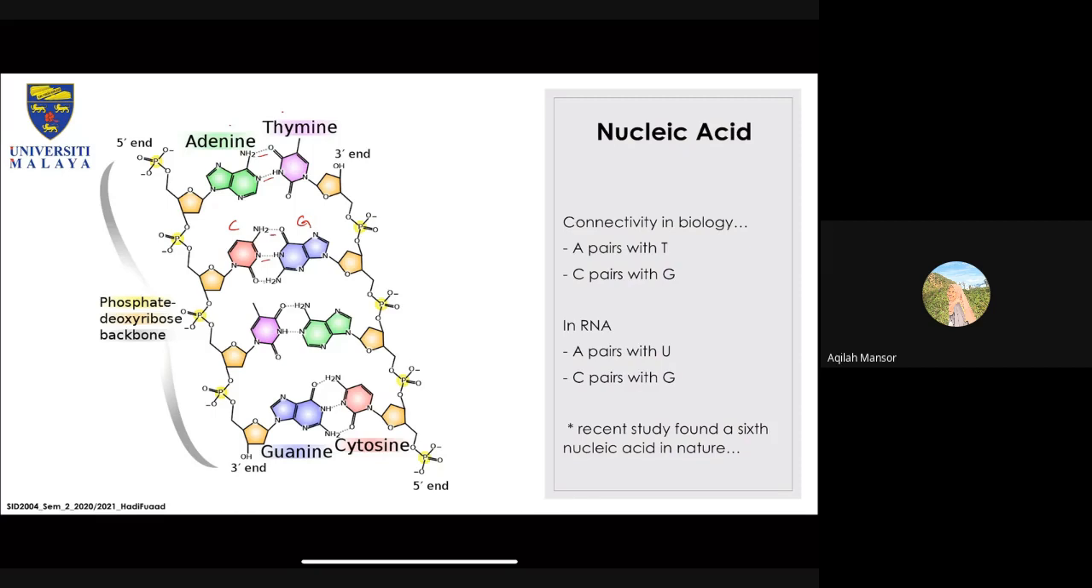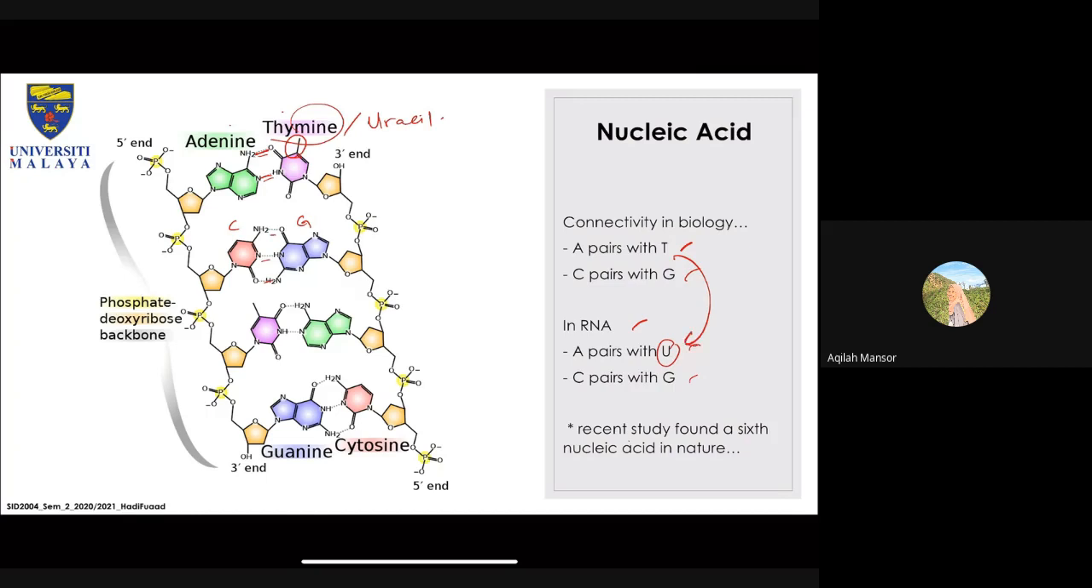If you substitute thymine with uracil, if you recall, the only difference between a thymine and a uracil is that methyl group over here. So you can still form 2 bonds with an adenine. So connectivity in biology: A pairs with T, C pairs with G. In RNA, it's just that one is being replaced.